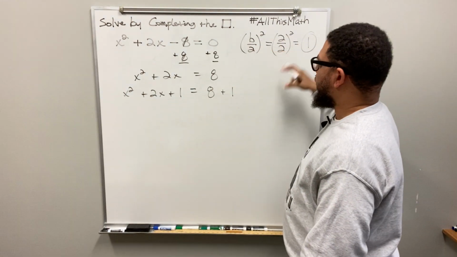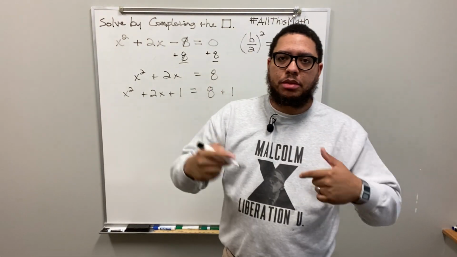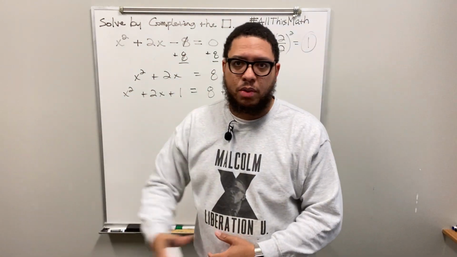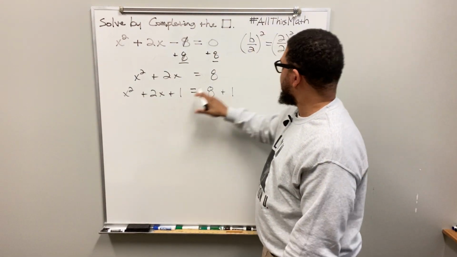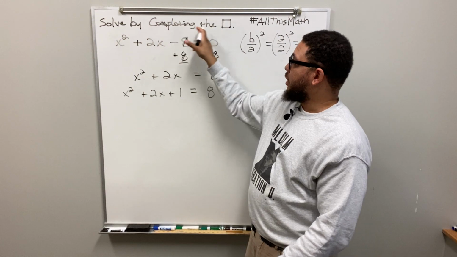b over 2 squared. Whenever you're doing any type of math problem, you should constantly be asking yourself, where did this number come from? Where did that number go? What happened to that? Like, where did this 1 come from? b over 2 squared. Why do you have it there? Because we're completing the square.